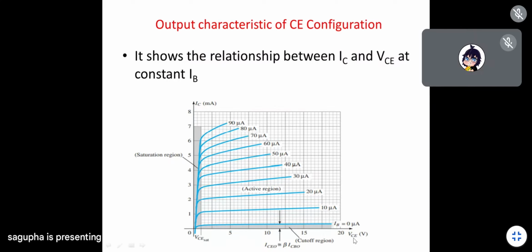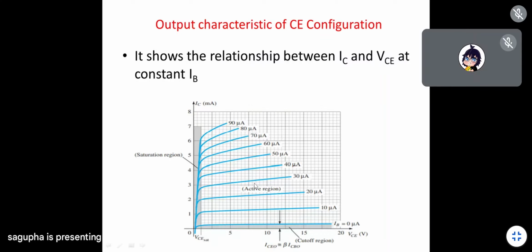Coming to the output characteristics, here the output current is IC and my output voltage is VCE. And we have to keep the input current IB as constant. For different constant values of IB, we are getting the characteristics accordingly. Okay? Yes, ma'am.